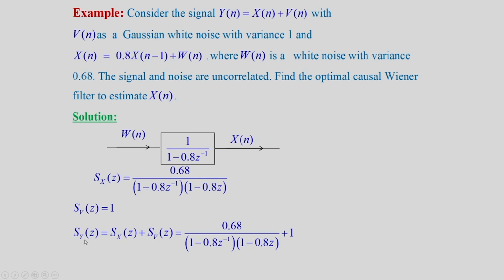Therefore, we will get Syz, that is the power spectral density of Y, is equal to Sxz plus Svz, and this can be written like this: 0.68 divided by (1 minus 0.8 Z inverse) into (1 minus 0.8 Z), plus 1. So this is the power spectral density for Yn.